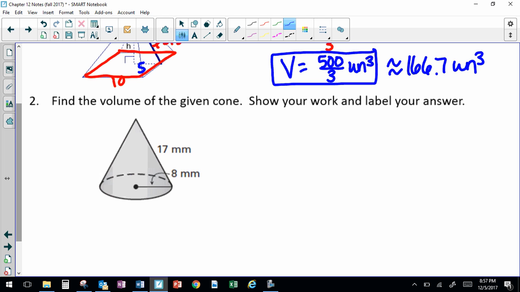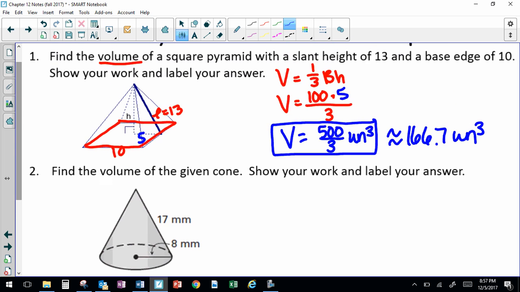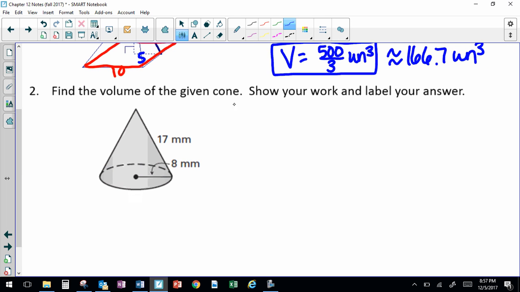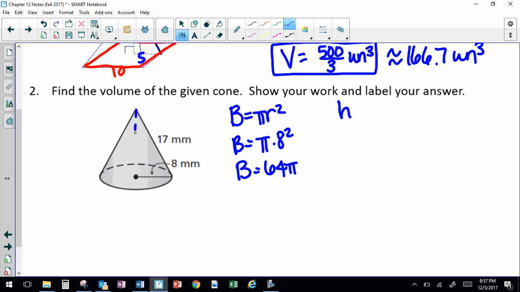Then if you're finding the volume of the cone, it's the same formula. It's just the area of the base is different because the base is now a circle. So then you're going to use your pi r squared. And so that's pi times 8 squared, which will be 64 pi. I'll leave it in terms of pi for now. And then we need the height. So that's this guy right here.